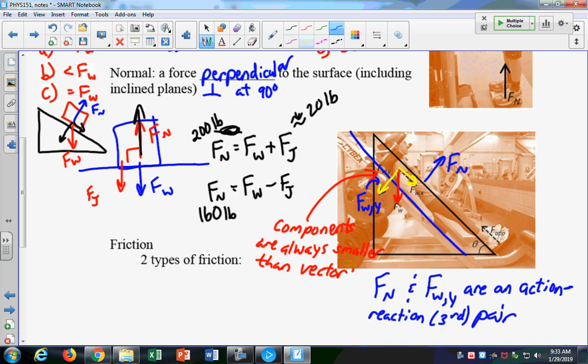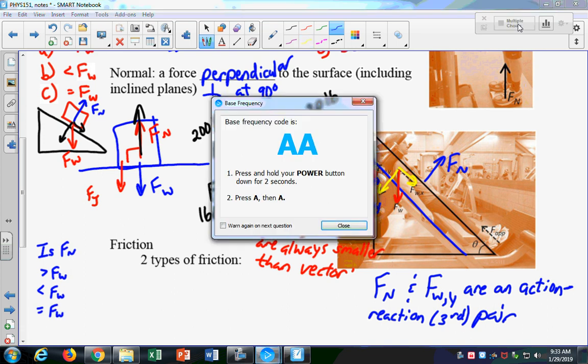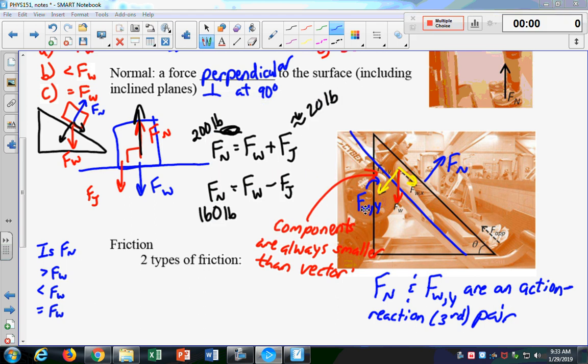So, we'll do it as a quicker question: is the normal force bigger than FW, less than FW, or equal to FW? A, B, C. Is the normal force bigger than the weight? That's A. Less than the weight? That's B. Or is it equal to the weight? That's C. For my wife, Kaisa, on the incline plane, the normal force that's pushing up on her, is that normal force bigger than her weight, less than her weight, or equal to her weight?